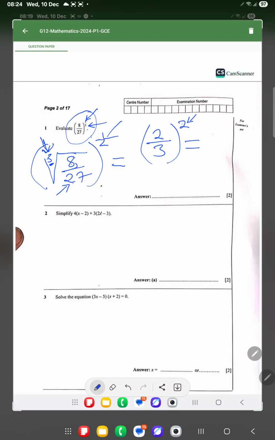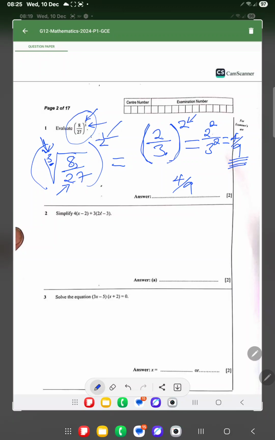This means that 2 is power 2, and 3 also is power 2. You can even write 2 squared over 3 squared. This is the meaning of something put in brackets raised to a power. Then 2 to the power 2 is 4, over 3 to the power 2, which is 9. So our answer is 4 over 9. You write here 4 over 9, like that. So you are done with the first question.